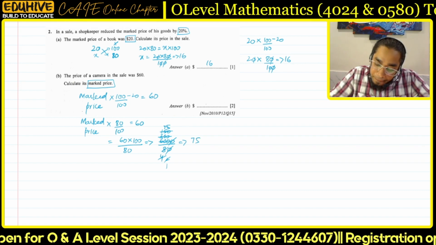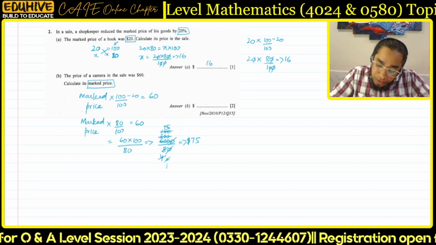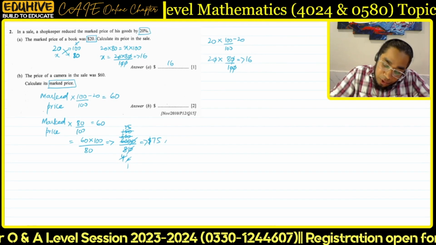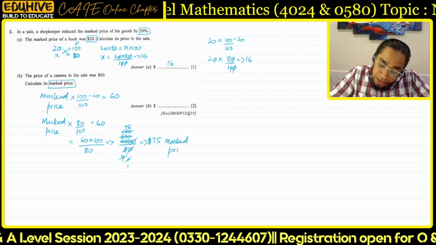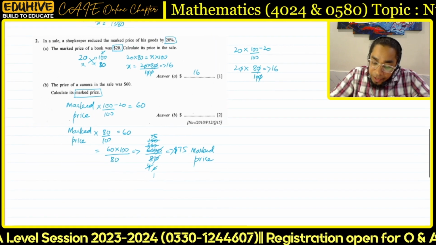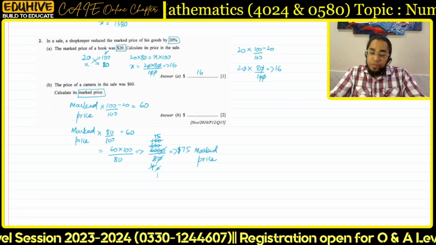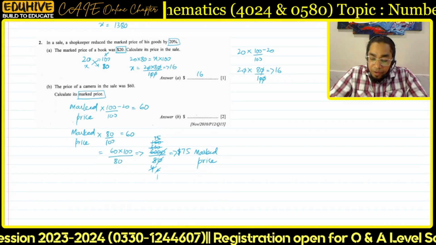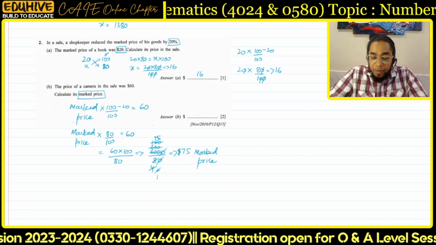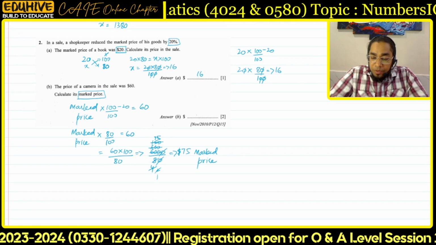Okay, so the mark price was 75, because the mark price should be more than the sale price, because in a sale they were just reducing their price by 20%. So we got 75 as a mark price over here. Did you guys get it? The original price of the camera was $75, but in a sale they just reduced it and made it $60.